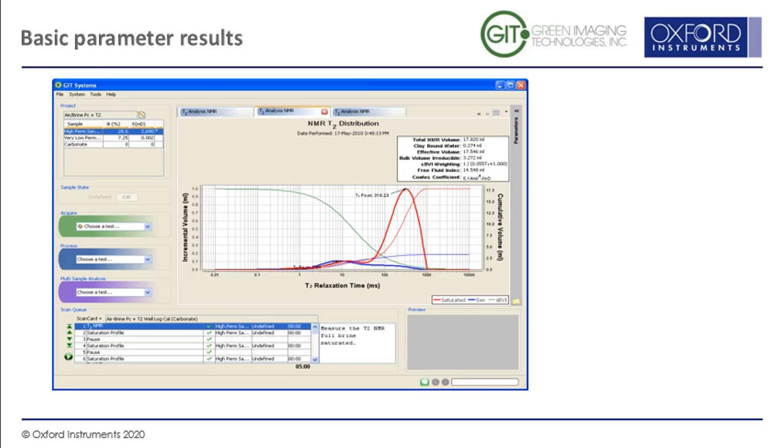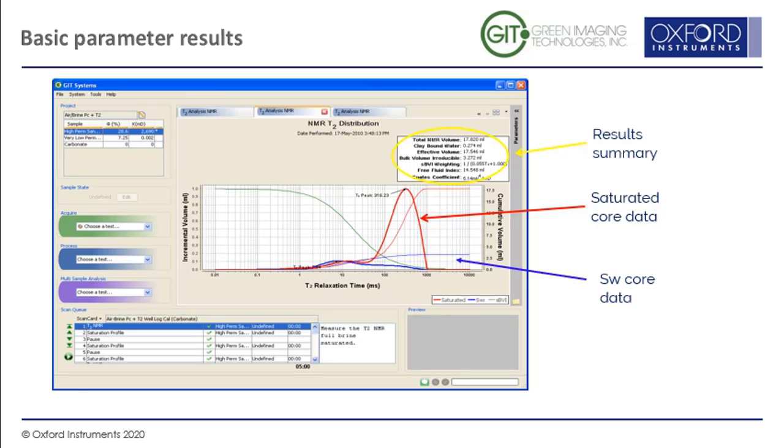This slide shows a typical set of core analysis results as presented in the instrument software. The box in the yellow ring here shows the summary results that we've talked about in the previous few slides. The red trace shows the raw data from the saturated plug, and the blue trace shows the data from the plug after centrifuging.